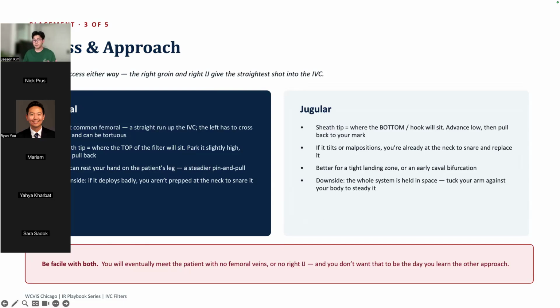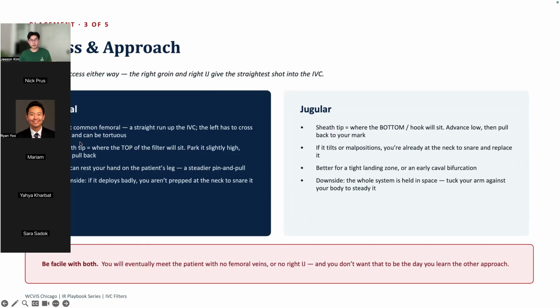If you go from the neck, it's the opposite, again, top down. The tip of your sheath marks where the bottom of the filter will sit, so you go in low and you pull back up to your target. The big advantage of this approach is that if the filter looks wrong or is tilted, you're already up there to try to grab it without new access. But the downside is that you're holding the whole system out into the air, so people say it's a little less steady than the femoral approach.